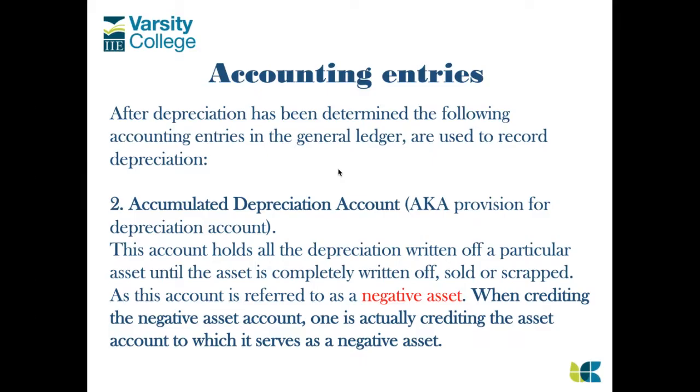What is depreciation doing? What did we say the definition for depreciation is? It's a loss in value. So when our assets increase in value, we debit. So if we're saying our asset is actually depreciating, then we should be crediting. So can you see now why we say it's a negative asset? It reduces the value of our assets. When crediting the negative asset account, one is actually crediting the asset account to which it serves as a negative asset. So in other words, they're speaking to the fact that for the vehicle that we were talking about, those 3 years that we've had it for, that accumulated depreciation is reducing the value on the vehicle's account. Does that make sense? That's what they're just trying to say there.